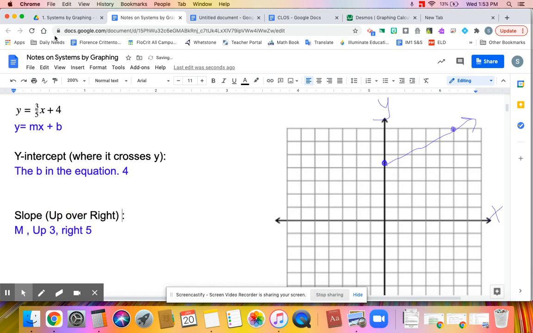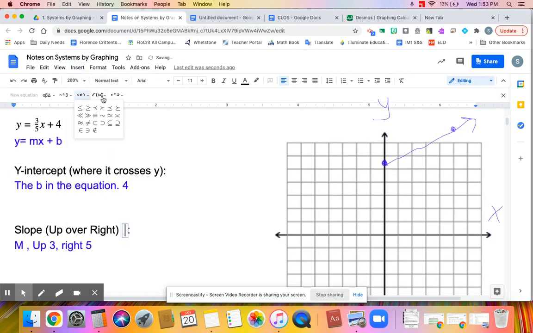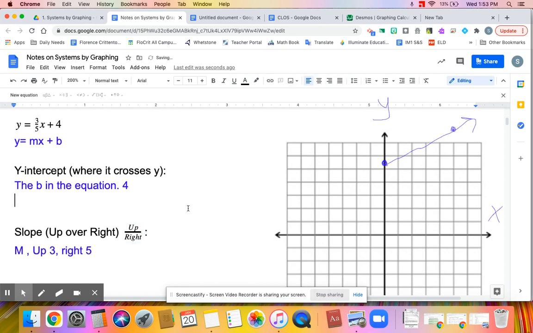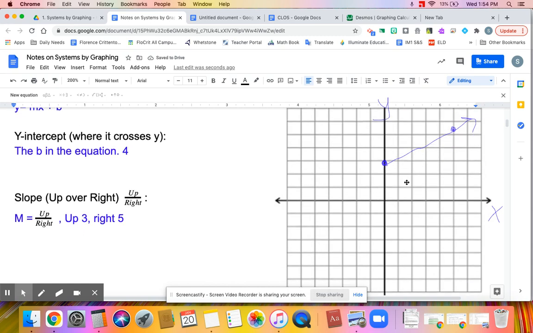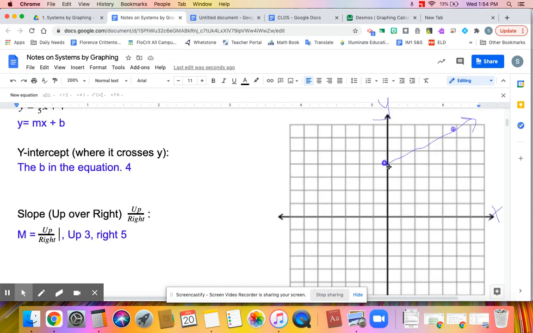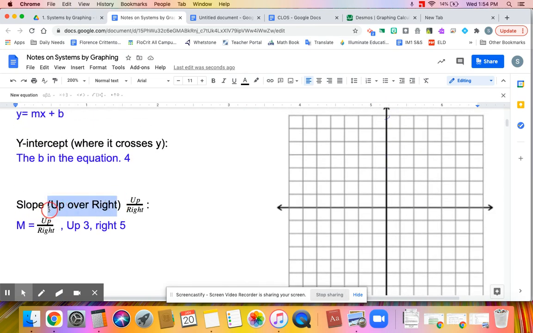So another way to write this is I could say up over right is what the slope represents. So m equals how far up divided by how far to the right for your second point. So again, I had to start at the 4, go up 3, and then over 5 in order to get my 2 points. One important thing to note is that this is only true if it's positive.